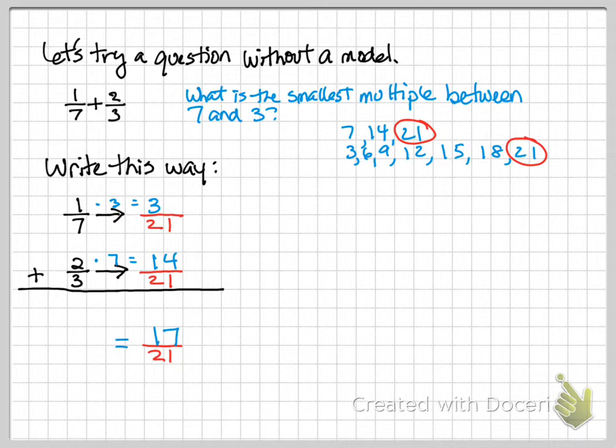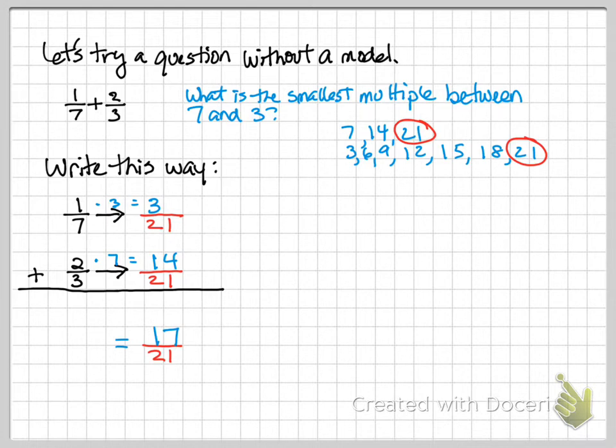Let's try a question without a model. In this one, I've got 1/7 plus 2/3. I ask myself first, what is the smallest multiple between 7 and 3, and I'm going to skip count to get this. There's a different way to do this, but right now we're just doing skip counting so that you can get the idea of what to do when you're trying to figure out multiples to convert fractions to make them equivalent with each other.